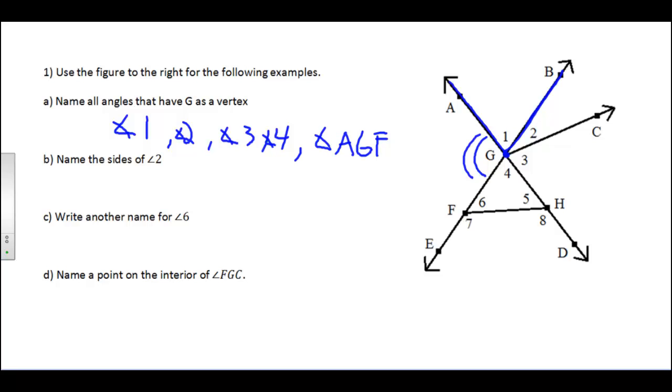There is, however, other angles that have a vertex of G. These angles are basically putting 2 of the smaller angles here together. An example of this would be angle AGC.